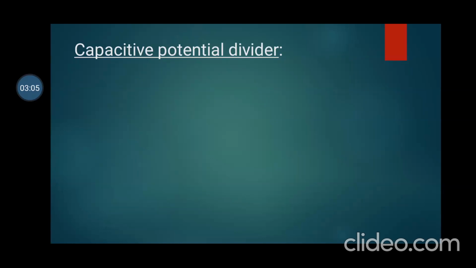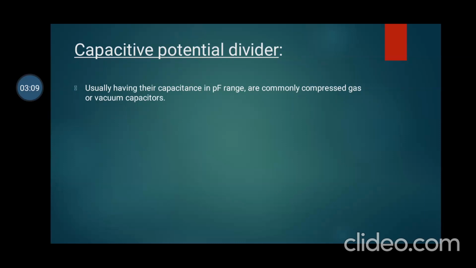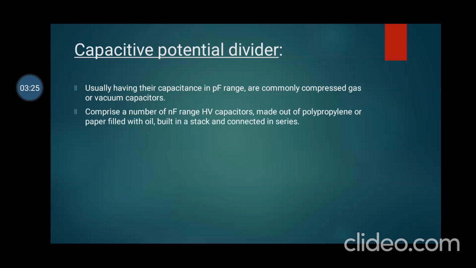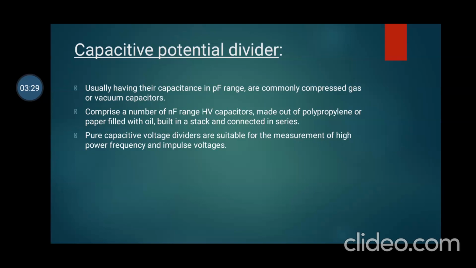Now let us see about the capacitive potential divider. Basically, as the name indicates, this type of divider consists of various types of capacitors like compressed gas or vacuum type capacitors, which are generally in the picofarad range. They also comprise a number of nanofarad range HV capacitors made of polypropylene material or paper filled with oil, which are built in stacks, and they are also connected in series.